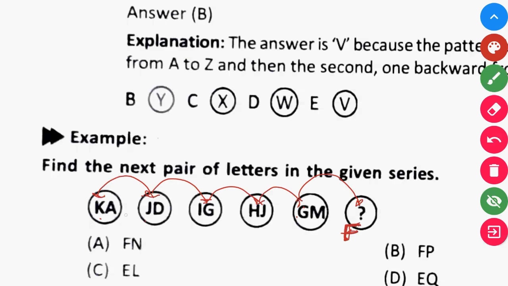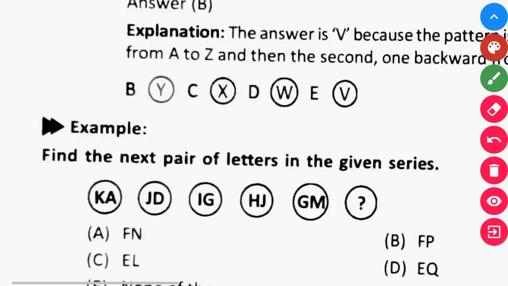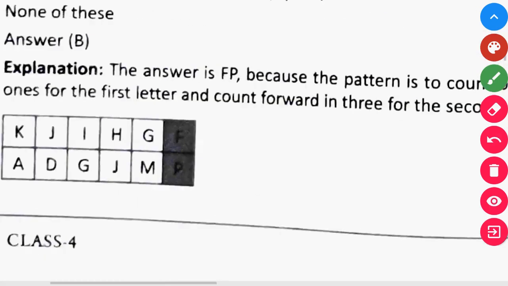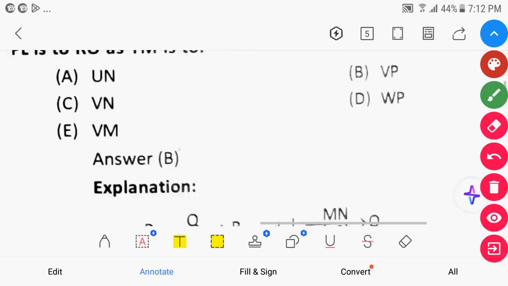Now the second letter from the pair: A, then we skip B and C and D is there. After D we skip E and F and G is there. After G we skip H and I and J is there. After J we skip K and L and M is there. So after M we have to skip N and O and there will be P. So F and P is the pair of letters in the given series which we have identified. Okay, so you have to identify the pattern like this.